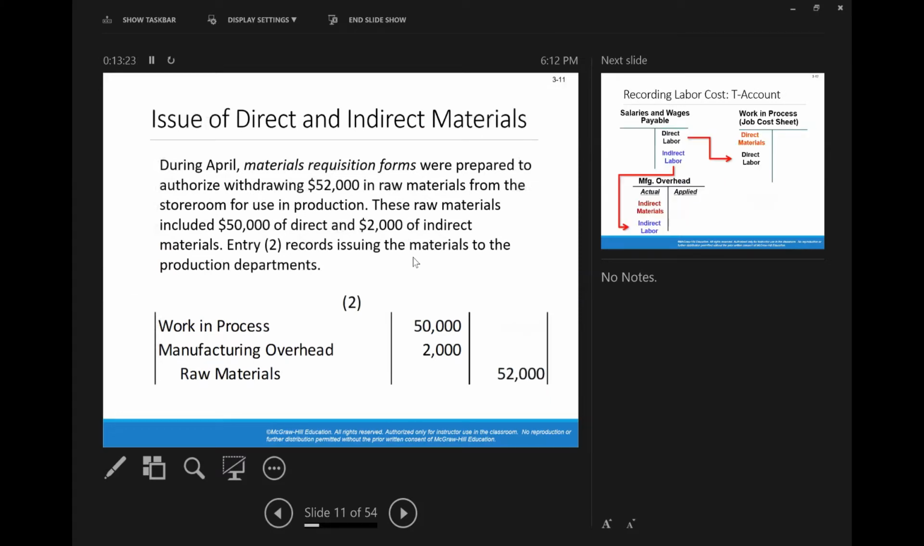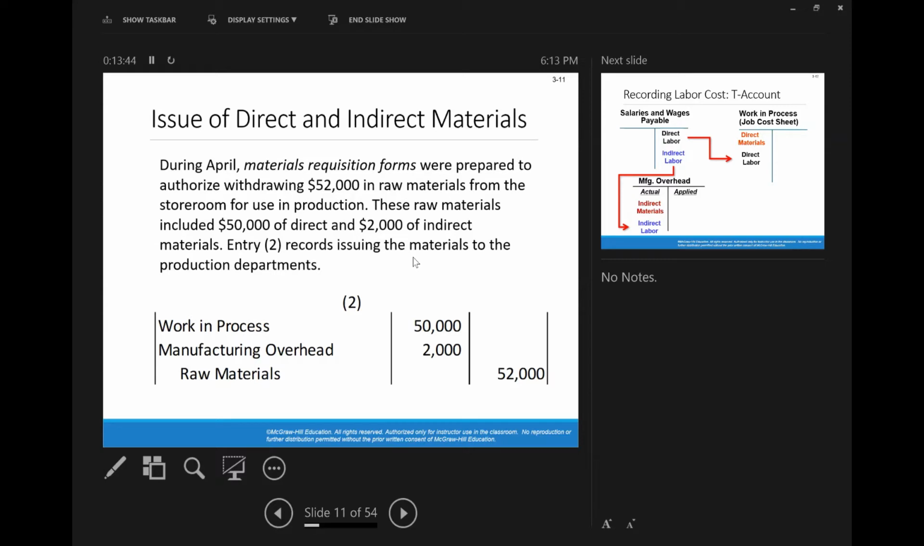During April, material requisition forms were prepared to authorize withdrawing $52,000 in raw material from the storeroom to use in production. The raw materials included $50,000 of direct and $2,000 of indirect materials. So they're telling us how much we're pulling out, and we're going to have to do a journal entry for that.